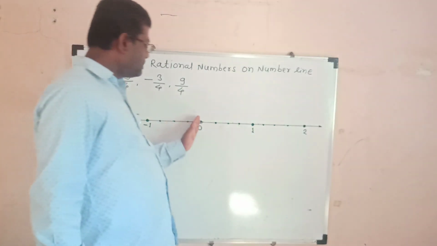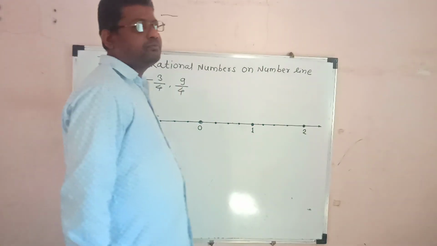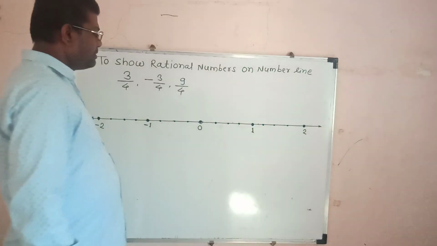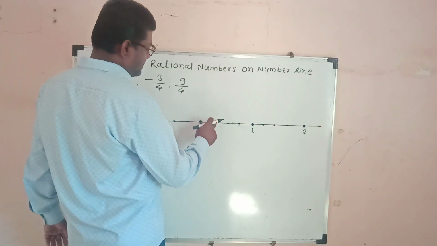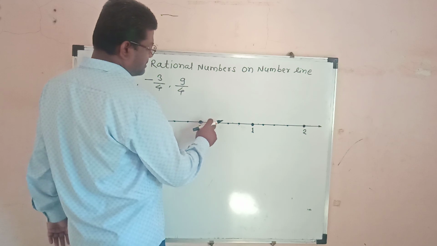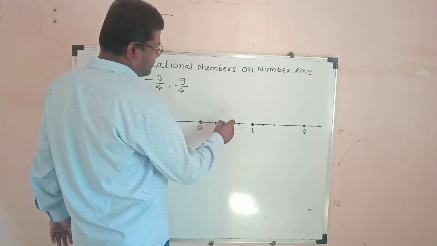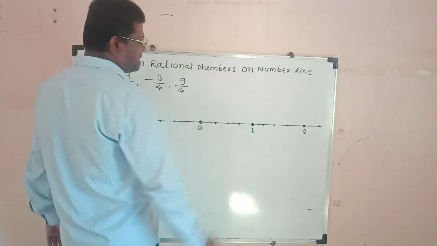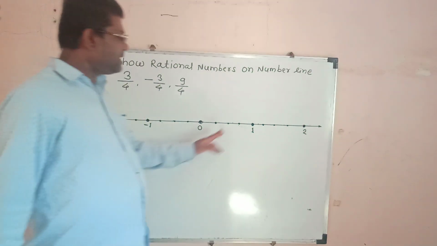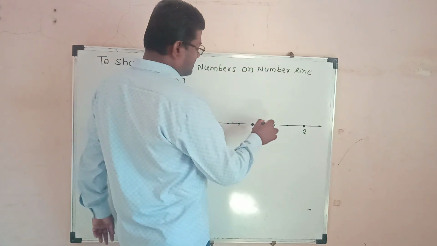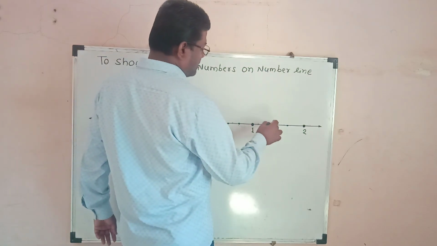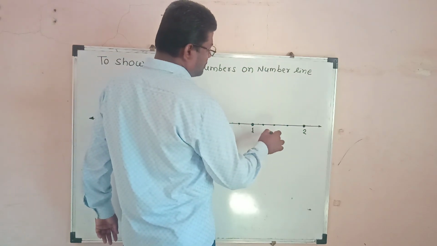Now, to the right of the 0, each part has value 1 upon 4. That is, this point is 1 upon 4. This will be 2 upon 4. This will be 3 upon 4. To the right of 1, 1 plus 1 upon 4. 1 plus this point will be 2 upon 4.